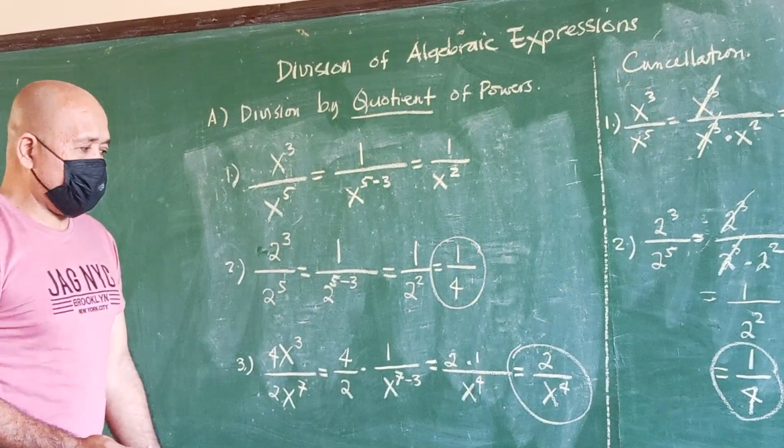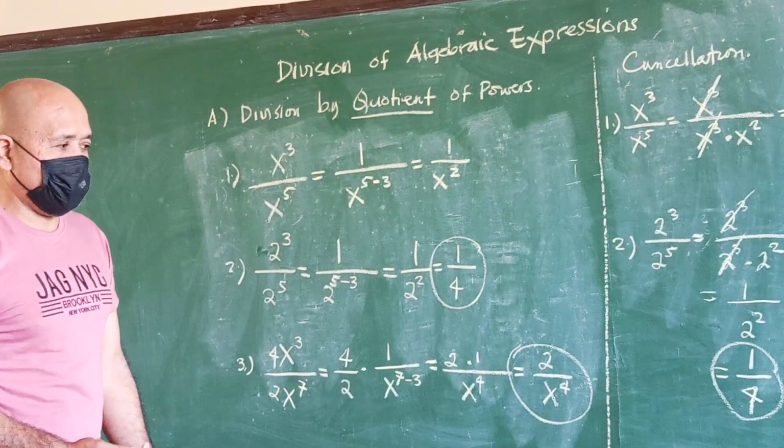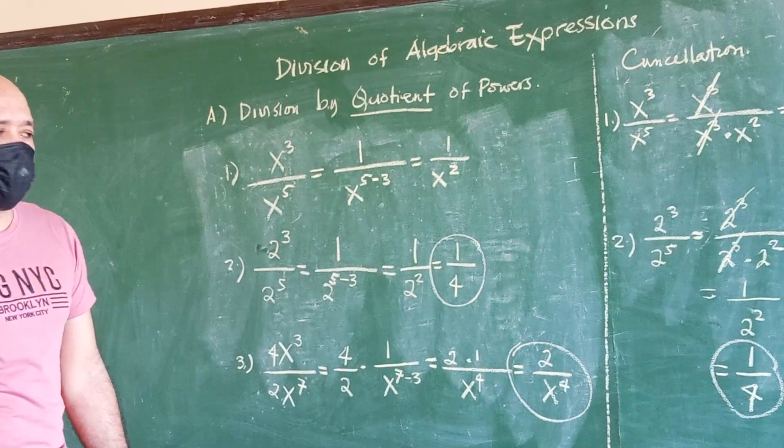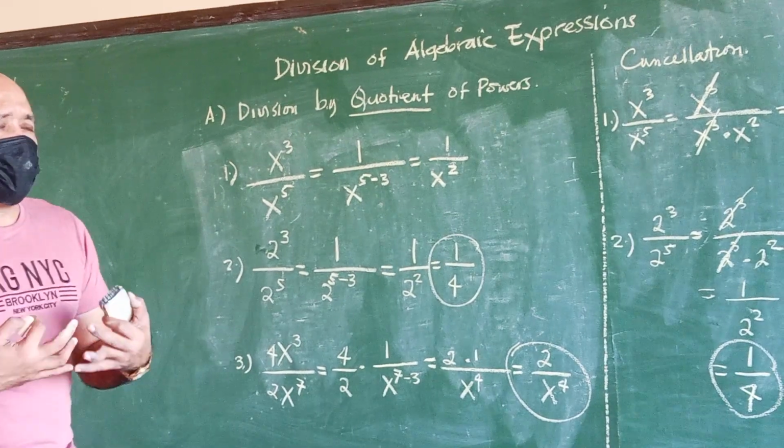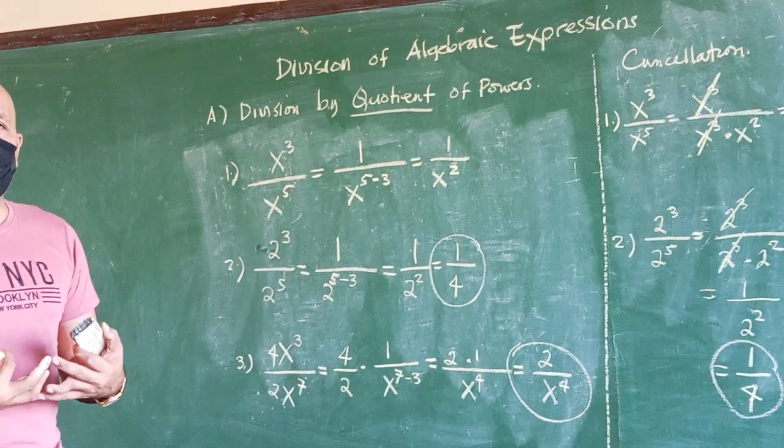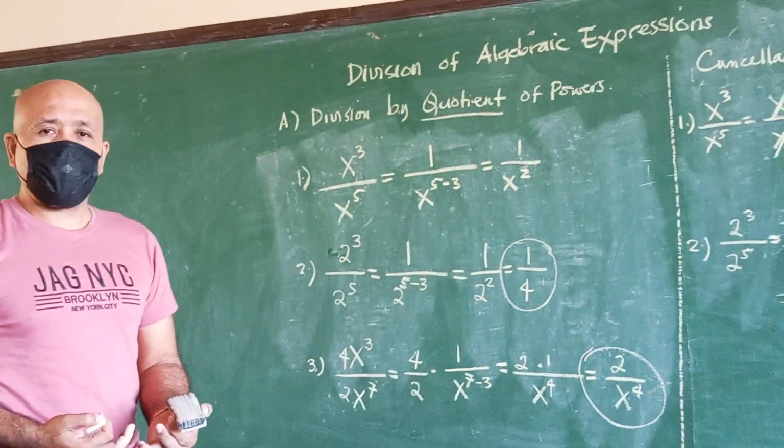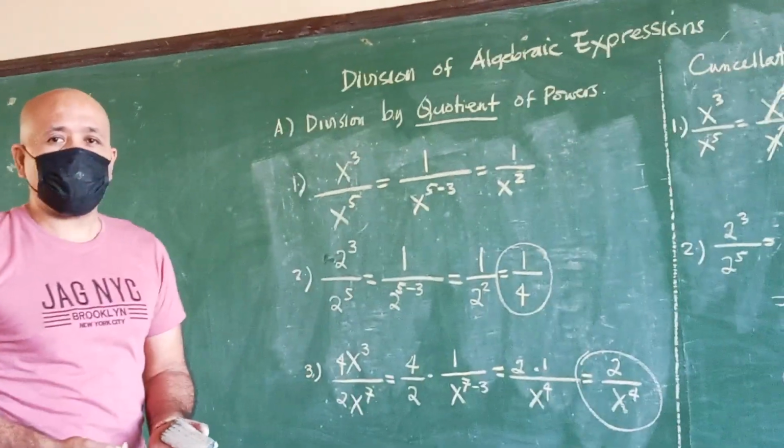And for this time, we will take a short break. When we come back, we will proceed to the next type of division of algebraic expressions, that is by using the factoring method.